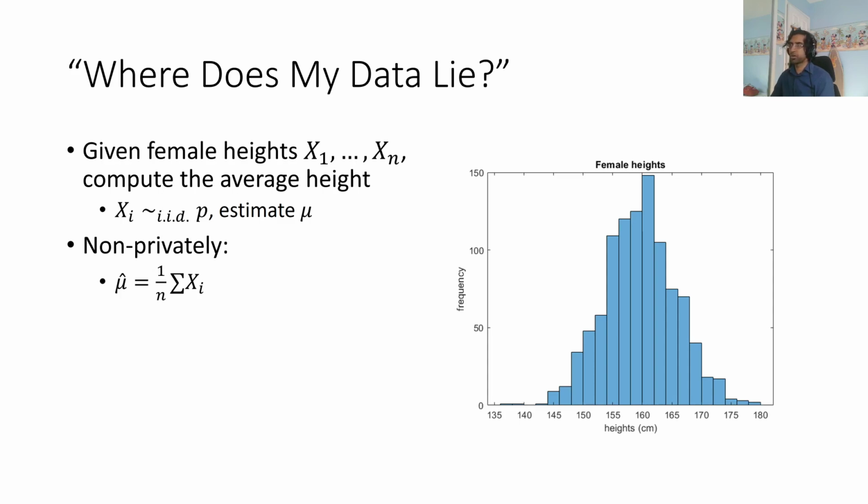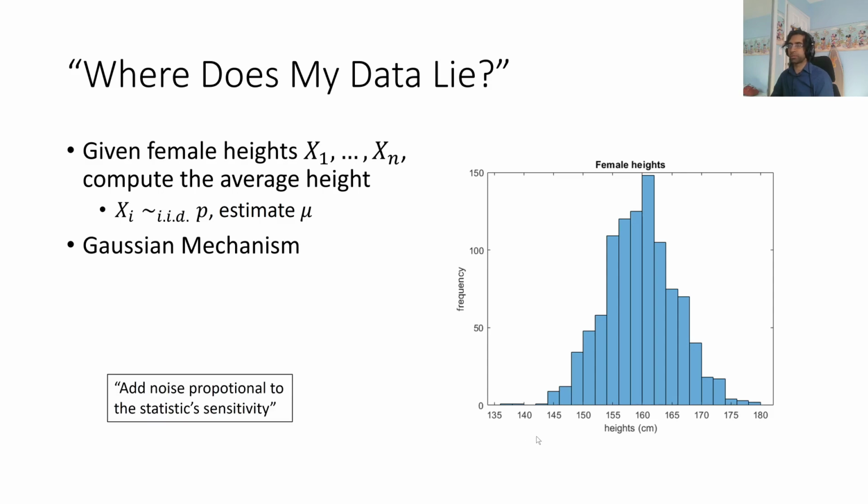And in particular, we're going to use basically differential privacy 101. We're going to use the Gaussian mechanism in order to cover up contributions like this from a single individual. So what is the Gaussian mechanism? Well, the Gaussian mechanism says, in words, that if you add noise proportional to the statistic's sensitivity, then the result will be private.